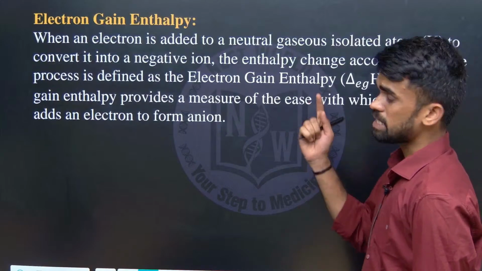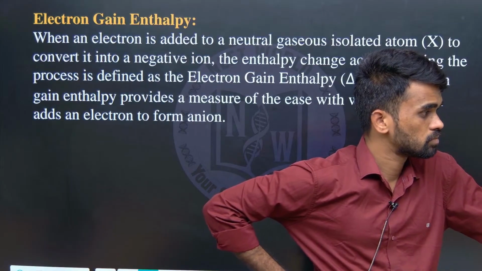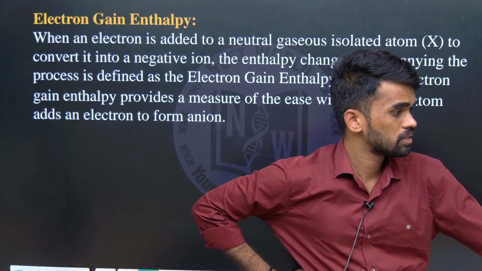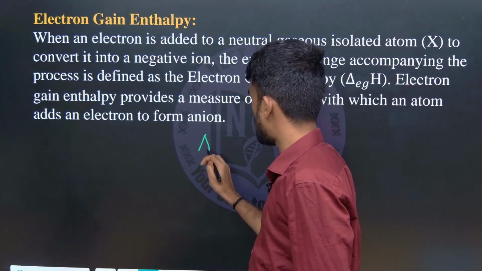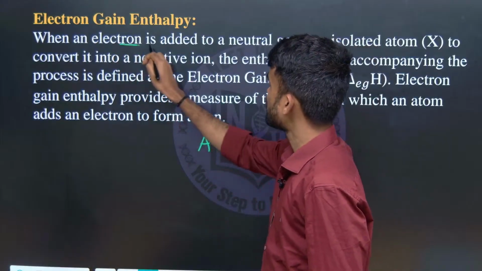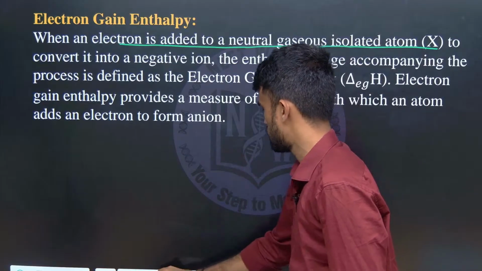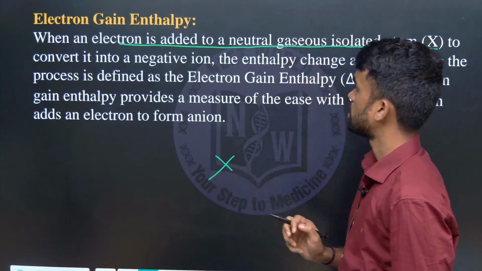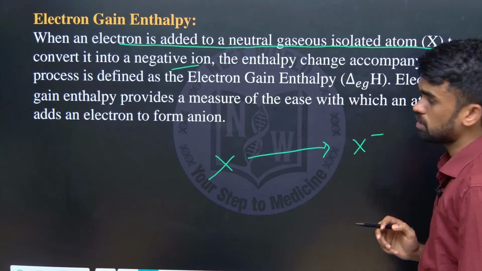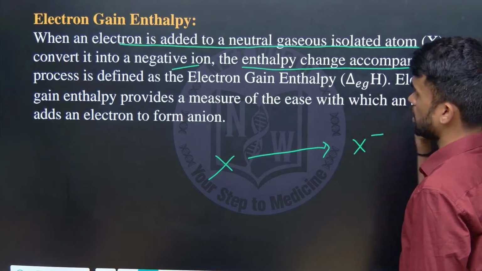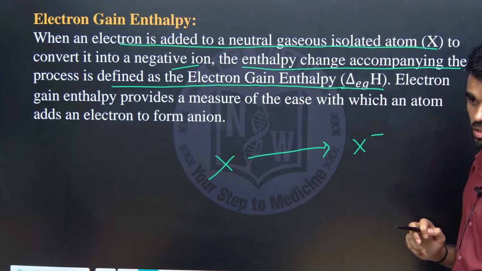Next. What is electron gain enthalpy? Tell me. For example, atom A is there. Let us consider: when an electron is added to a neutral gaseous isolated atom X to convert it into a negative ion, X is converting to X minus. The enthalpy change accompanying the process is defined as electron gain enthalpy, delta EGH.